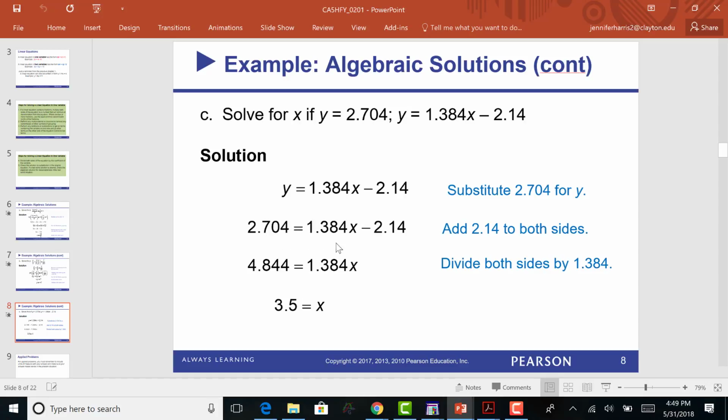Now can I solve and get x by itself? Yeah. What should I do to both sides right here at this step? Add 2.14 to both sides, which causes what to cancel out? 2.14. This is going to disappear. And I'm going to go over here and add 2.14, which becomes 4.844. Divide both sides by 1.384, and you end up with 3.5.